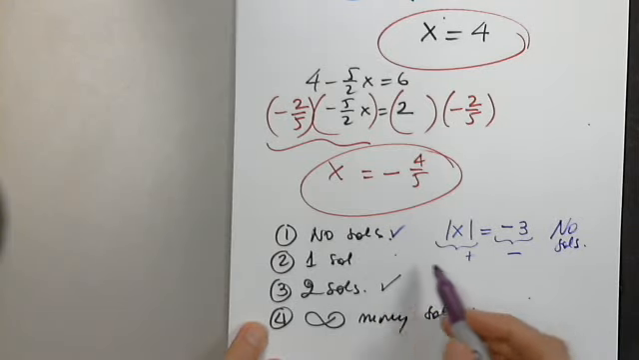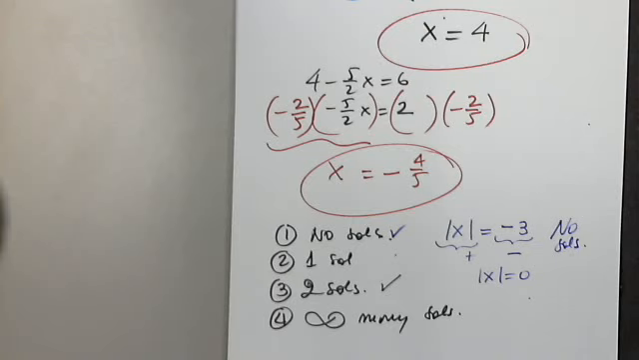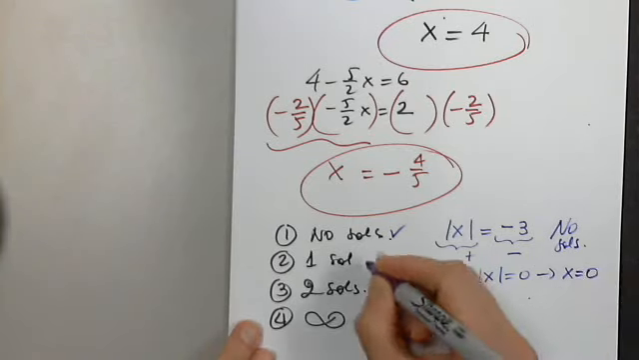Let me give an example from this type. The absolute value of x equals 0. How many options are there? Yes. X must be? That's it. So this is this type.